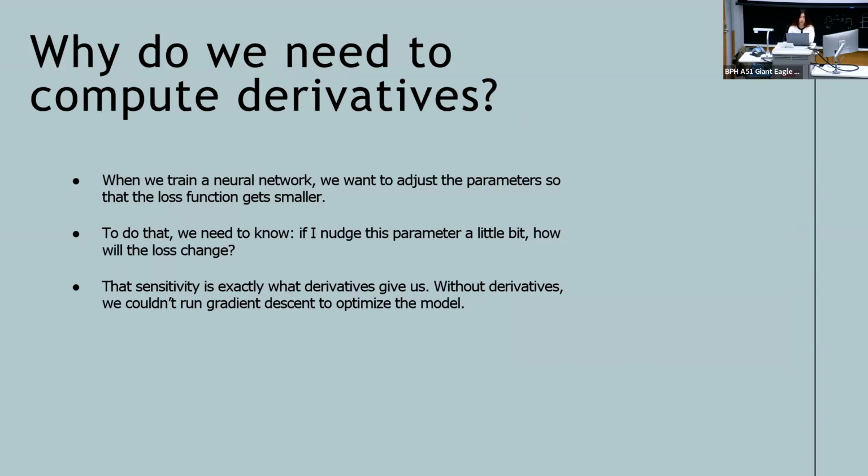So why do we need to compute the derivatives? When we train a neural network, we want the optimal solution for the parameters, that is the weights and the bias, so that the loss function can get smaller. In order to do that, we need to know if we change this parameter a little bit, how will the loss change? That sensitivity is exactly what the derivative gives us. Without derivatives, we couldn't run gradient descent to optimize the model and get the minimal loss.